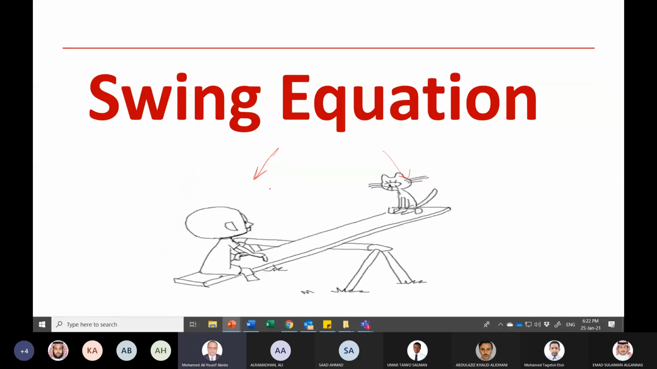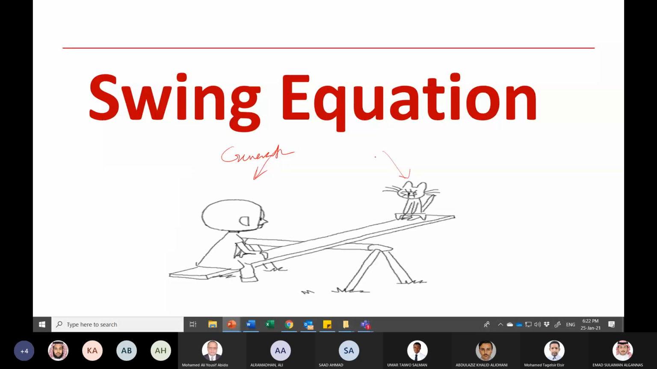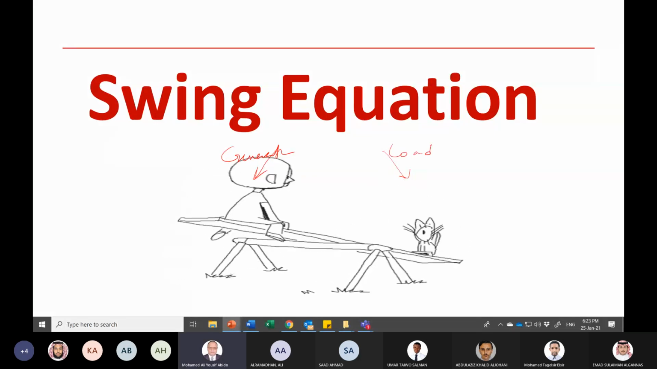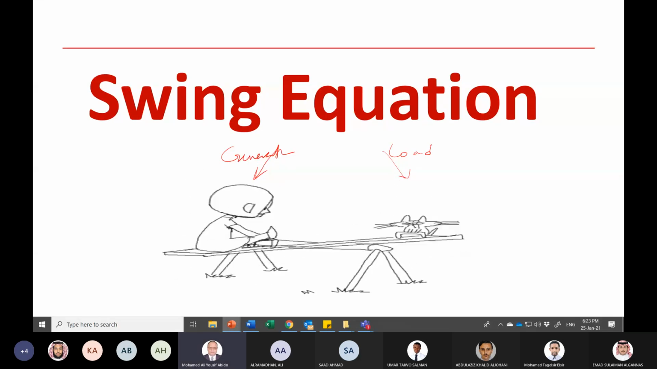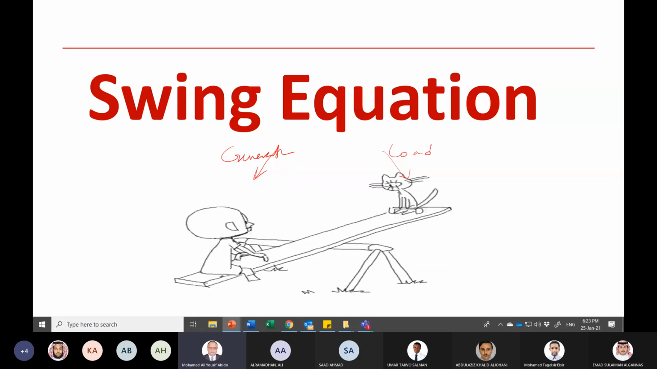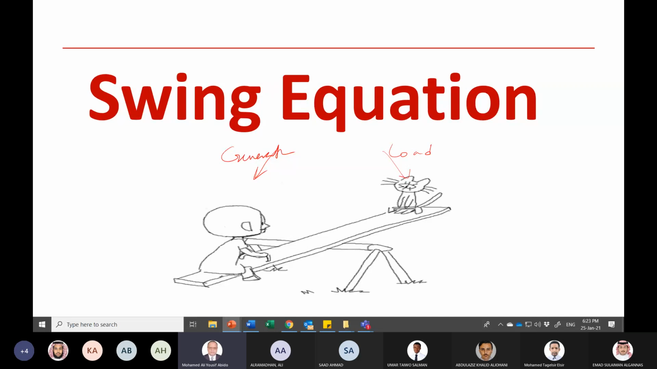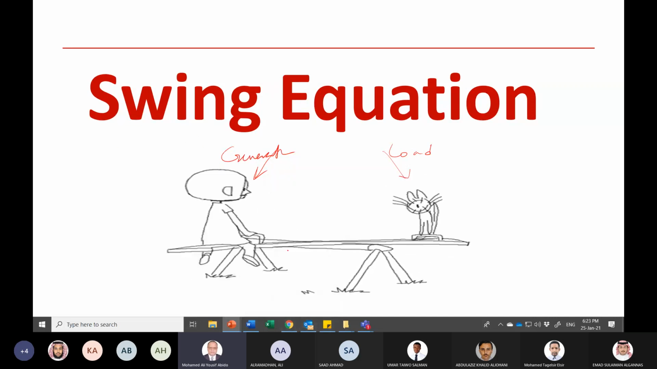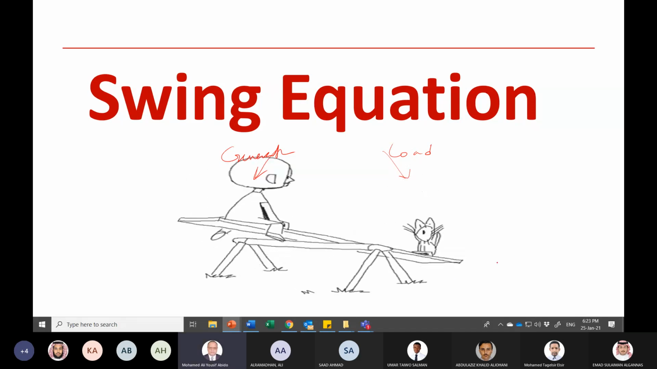Yes, you are right. This represents the generation, and this represents the load. So you have to have a balance between the generator and load. If you don't have a balance, then you can see the system oscillating, the frequency is oscillating, and so on. The swing equation mimics what we have in the balance swing here between generation and load.